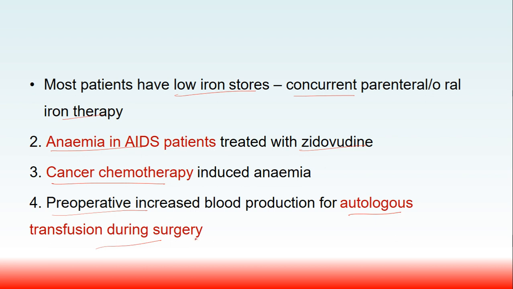Autologous transfusion during surgery, where you will give epoetin to the patients who will be undergoing surgery, 1 or 2 days, 2 weeks prior to the surgery. You will be giving epoetin, which will increase the synthesis of red blood cells. Thereby you will collect the blood from the same patient. It will be kept to use during surgery.